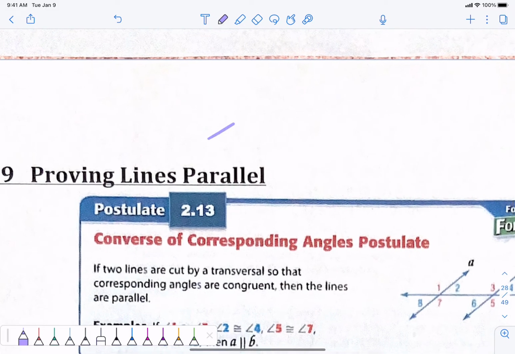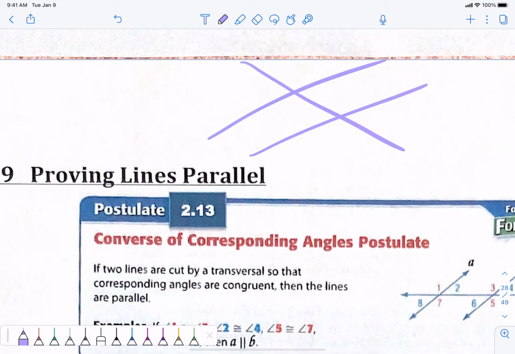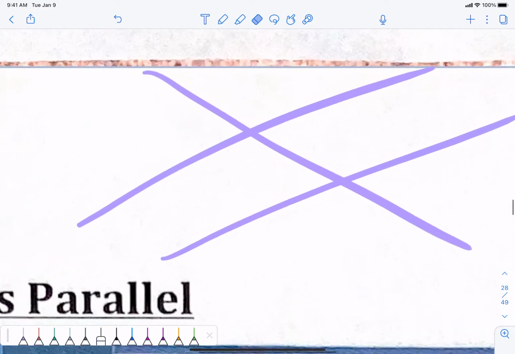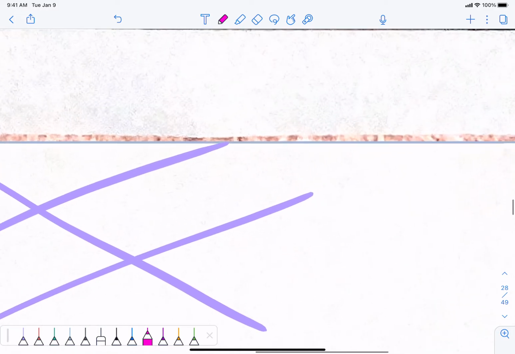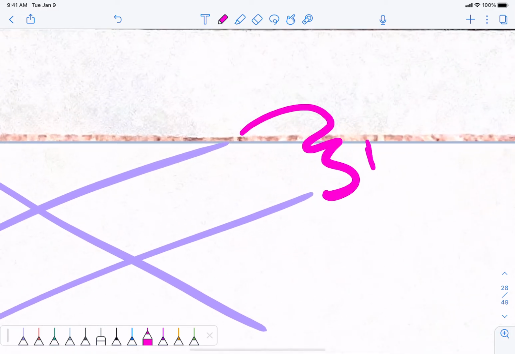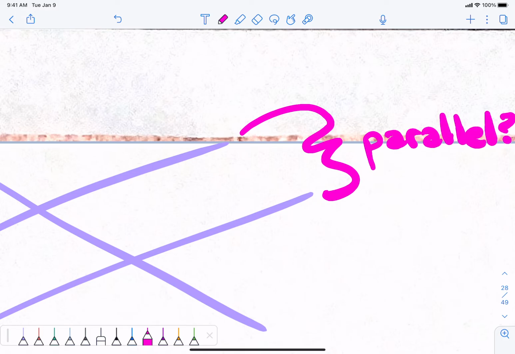So here's the deal. At the top of this paper, I'm going to put 2 lines up here, and I'm going to draw a transversal that crosses between them. Now, we've talked about these concepts before, but now we're doing everything kind of backwards a little bit. We don't know that these 2 lines are parallel. Are they parallel? Maybe. We don't know for sure.